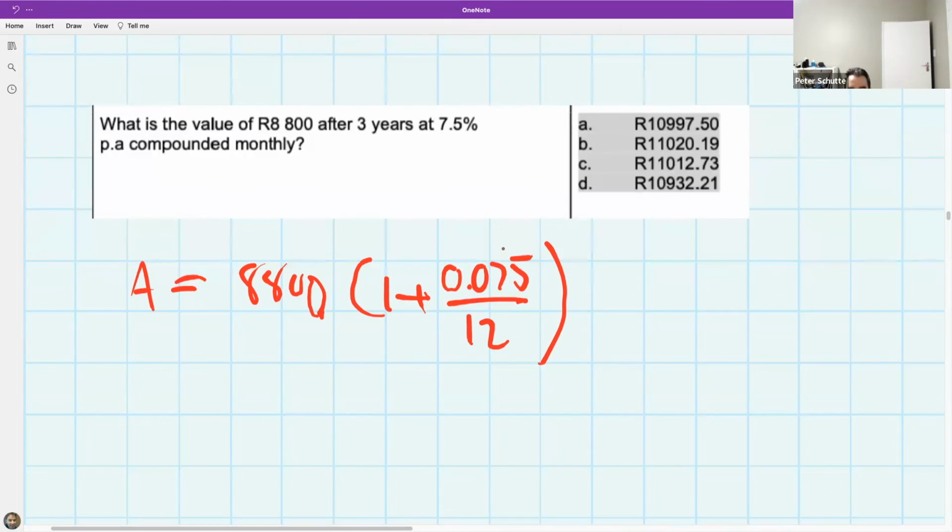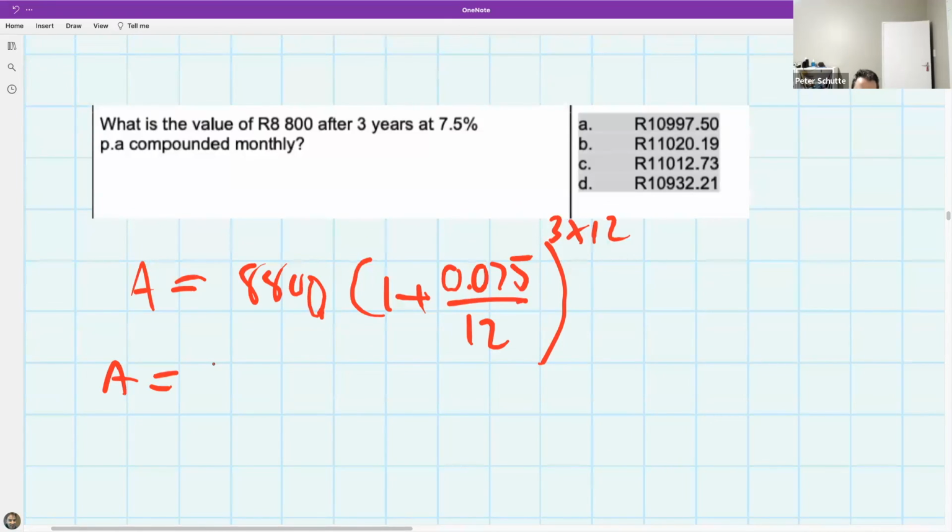So I'll give you a hint. You take the interest rate and you divide it by 12. Yeah, if the answers are wrong, then we will check now. Now, what's tricky is it says 3 years, but it's compounded monthly, which means this needs to be 3 times 12.